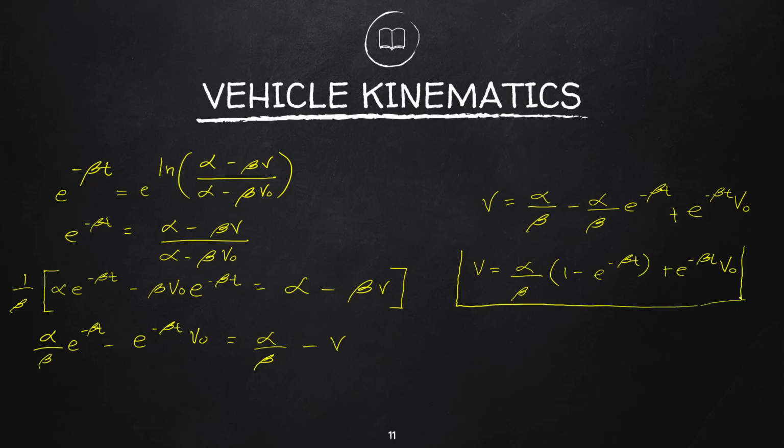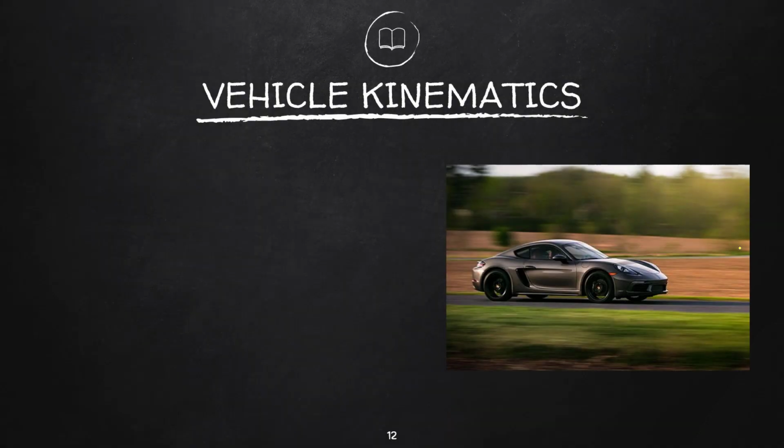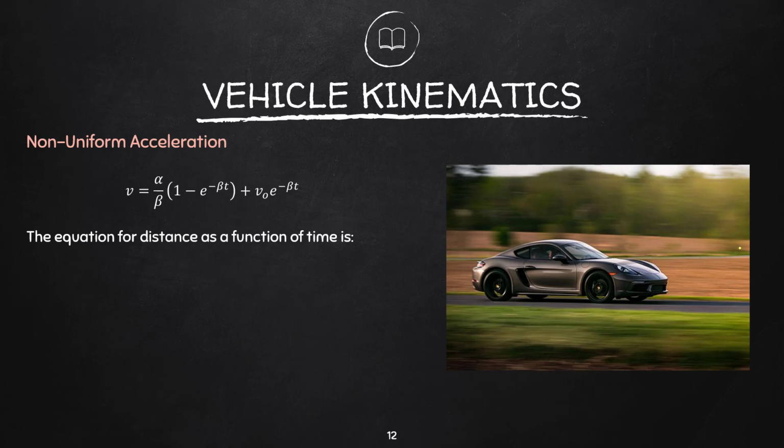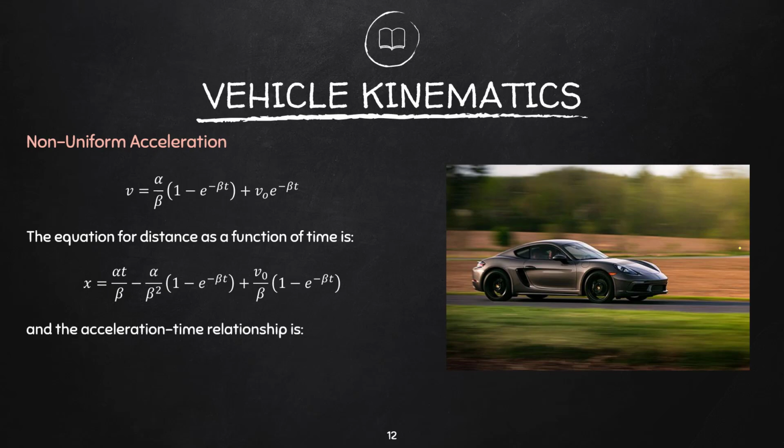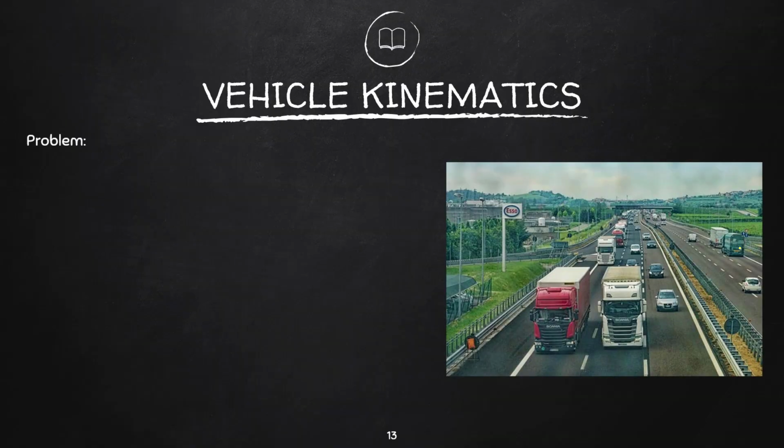For non-uniform acceleration, we have it here. The equation for distance as a function of time is now x is equal to the following formula. And the acceleration time relationship based on this one will become dv over dt is equal to alpha minus beta v0 multiplied by e raised to negative beta times time t. And we'll have an example problem with this one.